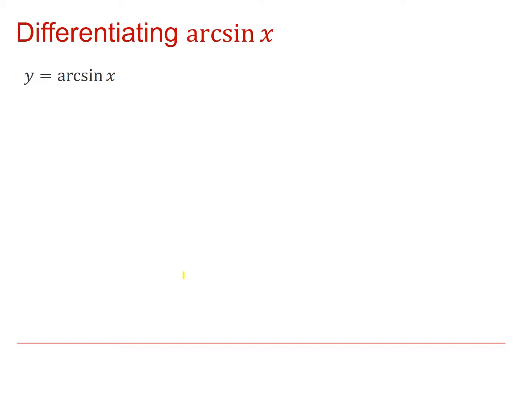Okay, let's think about differentiating arcsin x then. I'm going to rewrite this to tell me that if y is equal to arcsin x, then that must be because sin y is equal to x. Now if I differentiate that implicitly, I'm going to get that cos y dy by dx is equal to 1. And if I rearrange that to get dy by dx on its own, I'm going to get that dy by dx is 1 over cos y.